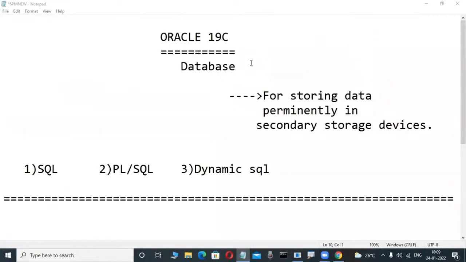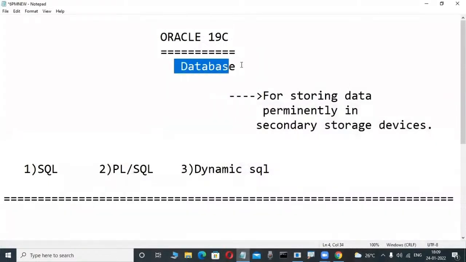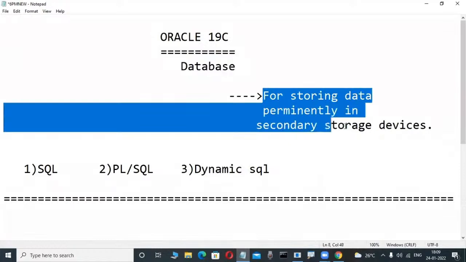Concentrate here. Anybody who did not attend the previous classes, don't be afraid, don't worry. Simple. Oracle is a product from Oracle Corporation. 19c is a version. Don't worry. This Oracle is a database product only. Previous class notes, just for an idea. Newcomers, database product. What is the purpose of this database product? For storing data permanently in a hard disk.